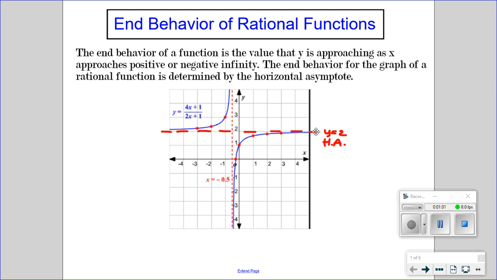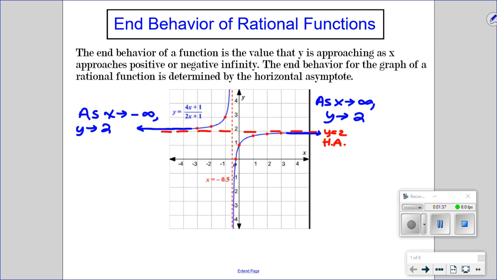What I wanted you to notice here is, if we look at the end behavior, let's start with as x approaches negative infinity. Notice that the y values are approaching 2. Okay, let's go to the other side. As x approaches infinity, so now we're looking at this end of the graph, y is also approaching 2.